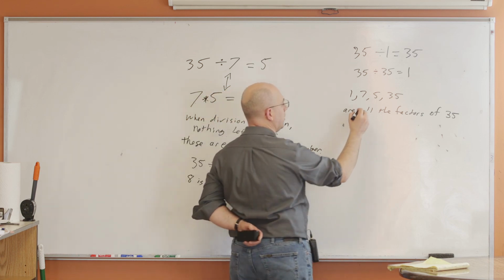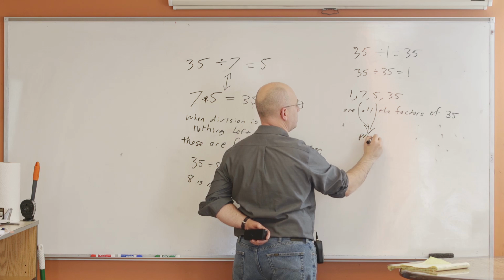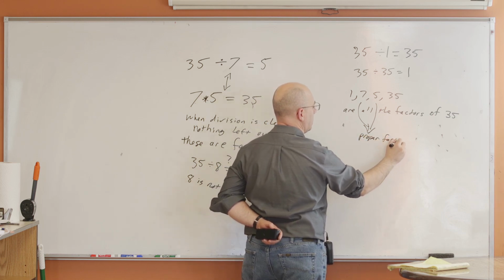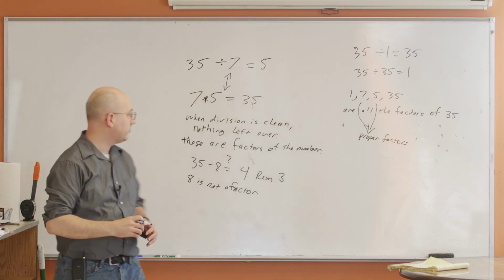And 7 and 5, they're called the proper factors, meaning that there's actually a point to doing the division, unlike 1 and 35, where there's no point.